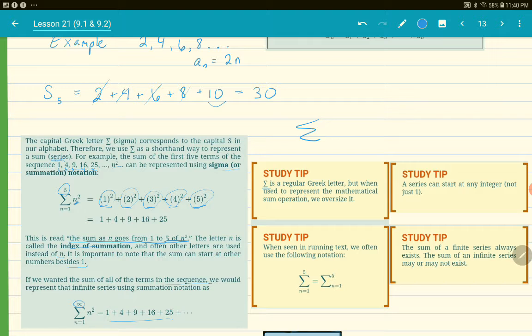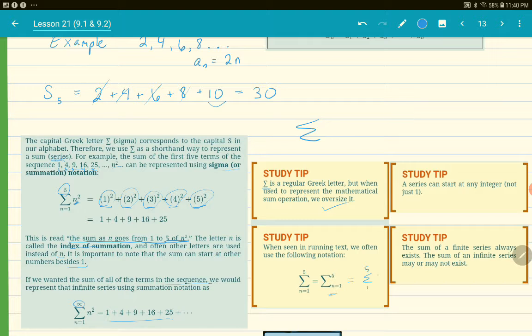Okay, so let's talk about our study tips here. We talked about that oversized sigma already. I said what we start at, we put on the bottom, and what we end on, we put on top. You might also see it like this, or like this, where it's obvious what the variable is.